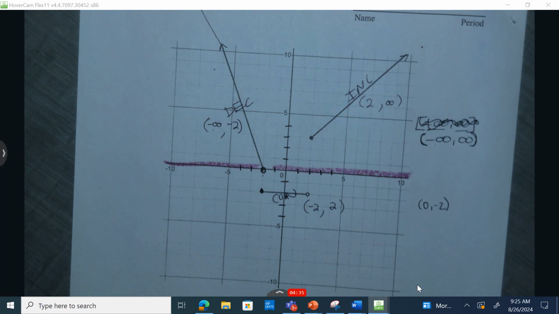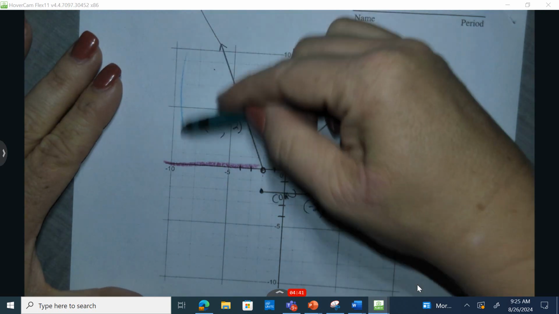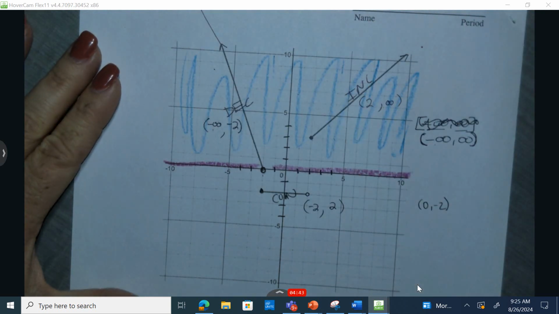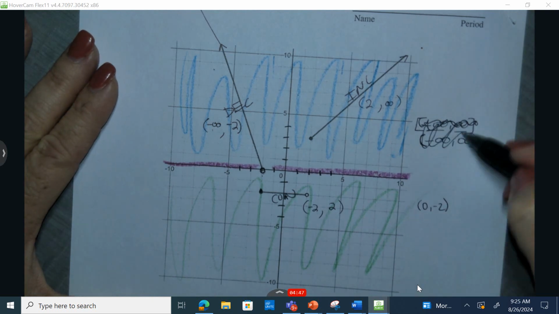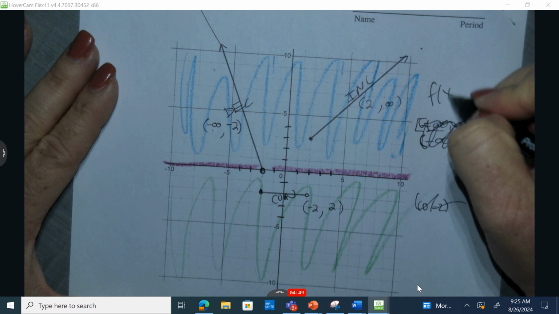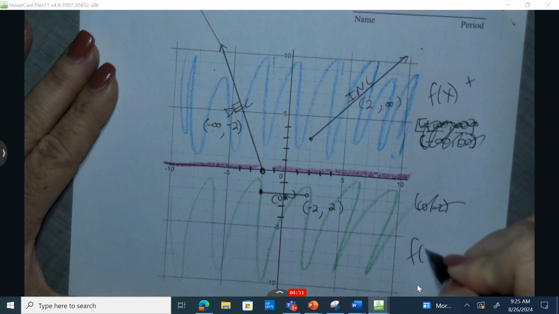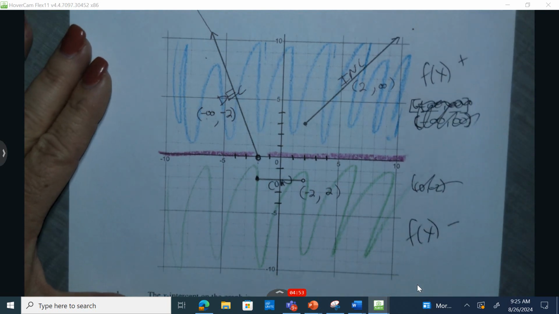Okay, the last two that we will do before we do function notation is where is it positive and where is it negative. So I'm going to color up here. This is the positive. I'm going to color down here. This is where the y's are negative. And let me just cross this out so there's no confusion. This is where f of x is positive. This is where f of x or y's are negative. All right.